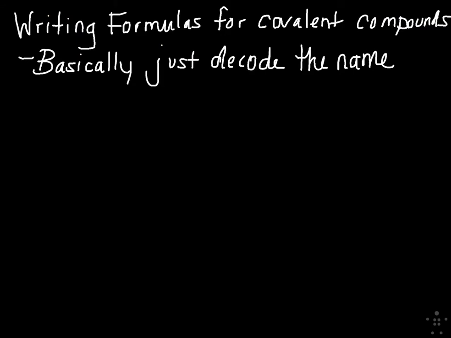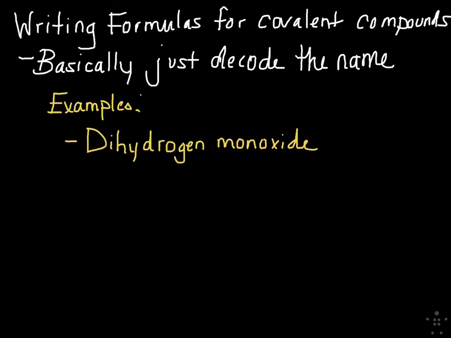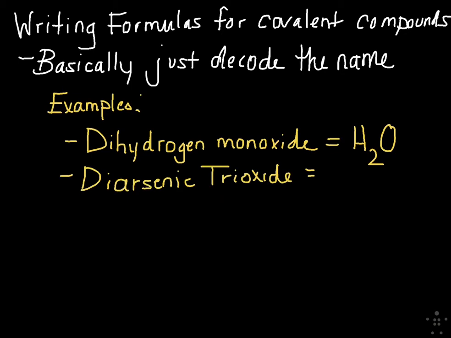Now, if you're going to write formulas for covalent compounds, you basically just have to decode the name, which is why you need to know those prefixes. So my first example here for you is dihydrogen monoxide. Well, when I see the prefix di, that tells me I have 2 of them. So I have hydrogen, there's 2 of them, and then mono means 1, and oxide means oxygen, so H2O. Yes, that is in fact water, which is a common name, but this is its actual name in chemistry, dihydrogen monoxide.